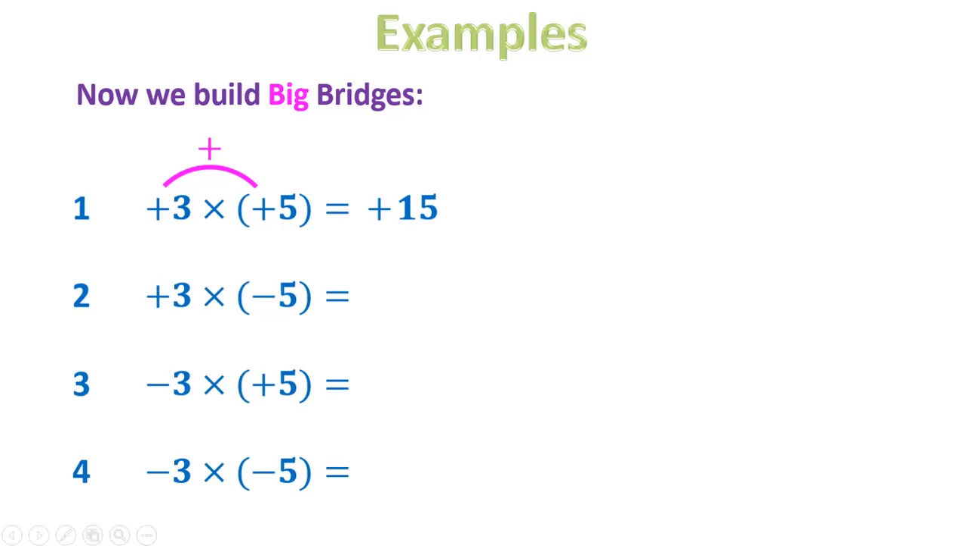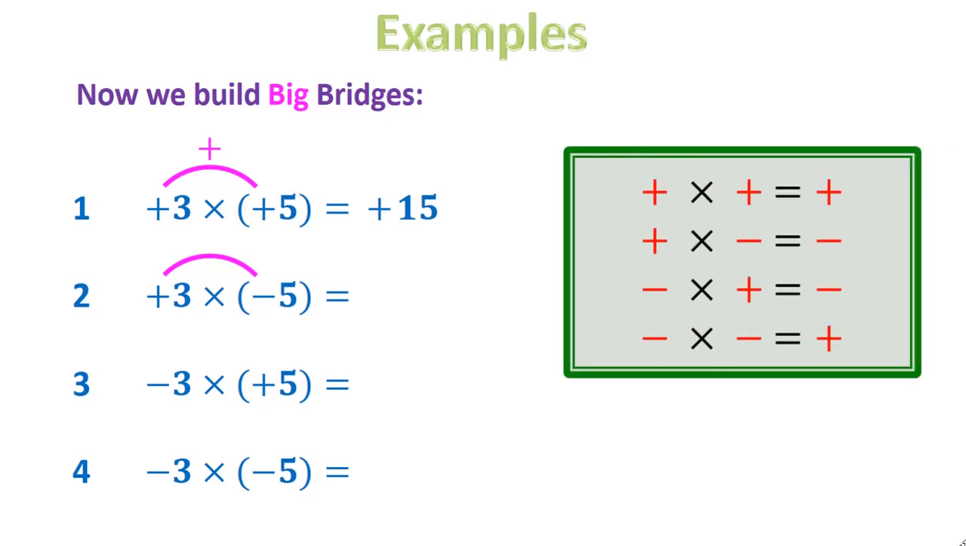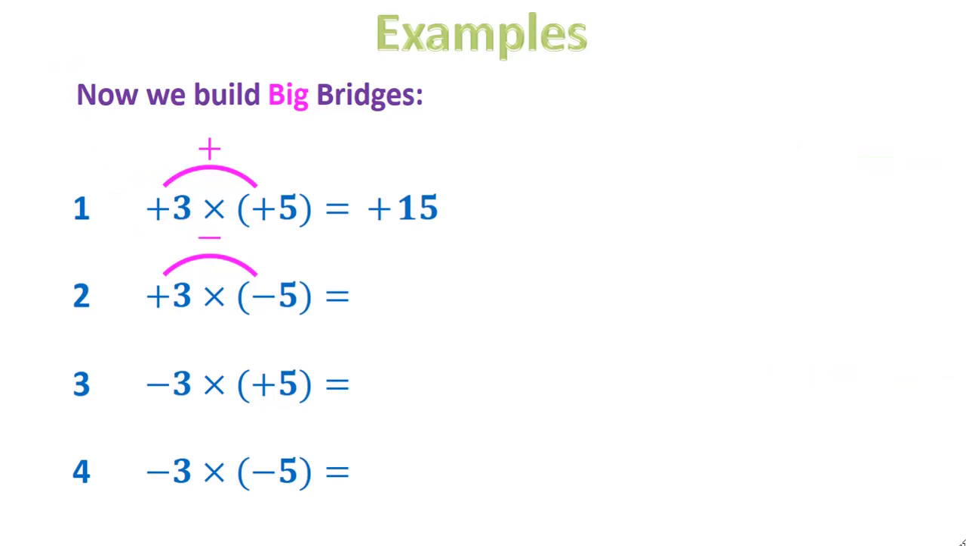Let's look at example 2. Here again, we build our big bridge from the positive 3 all the way to the negative 5. We look at our table. A positive multiplied by a negative gives us a negative. And so our answer will always be negative. 3 multiplied by 5 gives us 15.